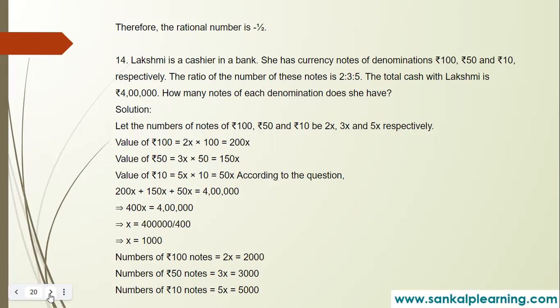The total cash with Lakshmi is 4 lakh. Okay, rupees 4 lakh. The total amount is 4 lakh. Okay, children. How many notes of each denomination does she have? You have to find out the number of notes, children. So, the 100 rupee notes, 50 rupee notes, 10 rupee notes.